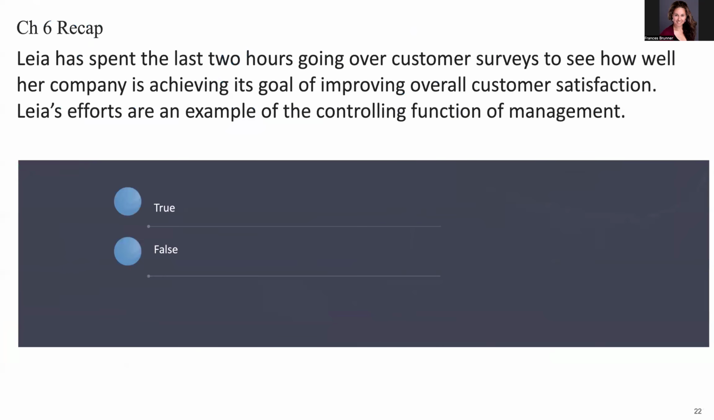At this moment, I'd like to recap Chapter 6 and Chapter 7 to ask you a few questions which may help you in preparation for the final. Leela has spent the last 2 hours going over customer surveys to see how well her company is achieving its goal of improving overall customer satisfaction. Leela's efforts are an example of the controlling function of management. If you selected true, you got it right.